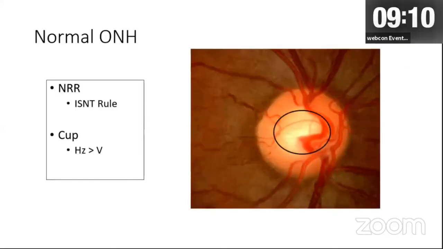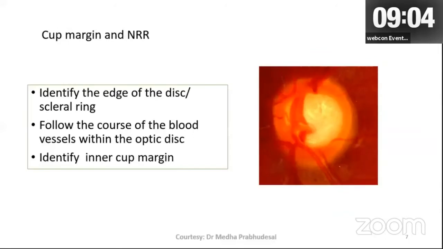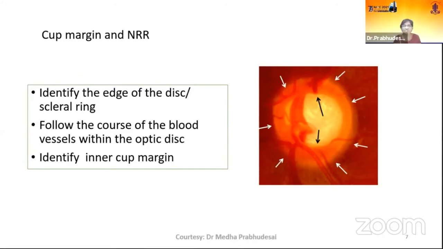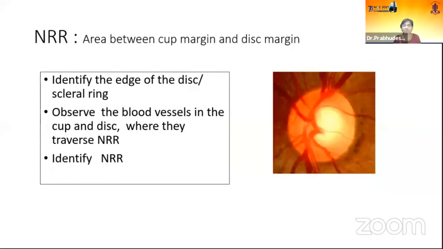So everyone should know how a normal optic nerve looks. It follows the ISNT rule, and the horizontal cup is much more than the vertical cup. How to identify a cup margin? See the scleral ring, watch how the blood vessels come over the optic nerve, and see the inner cup margins. The area between is the neuroretinal rim. So here also, inner cup margin and the outer NRR.